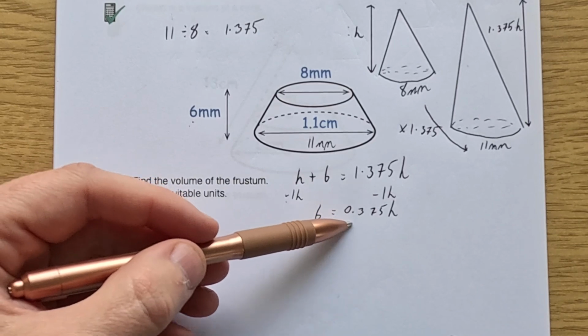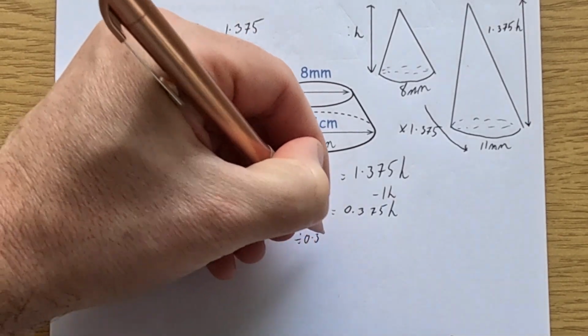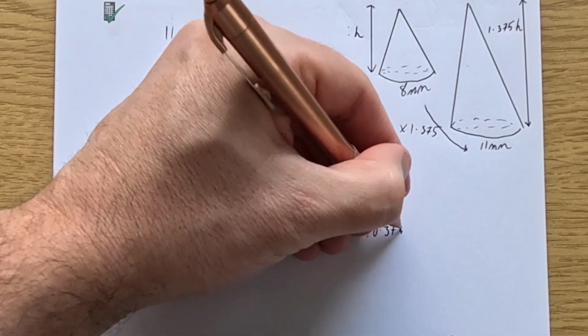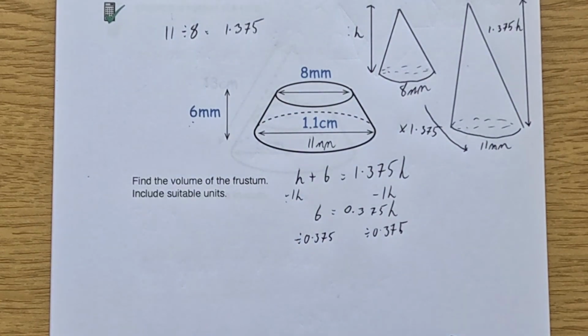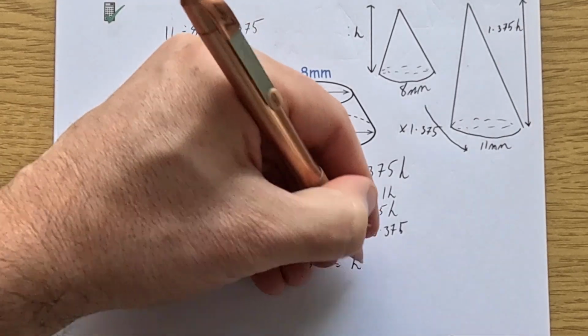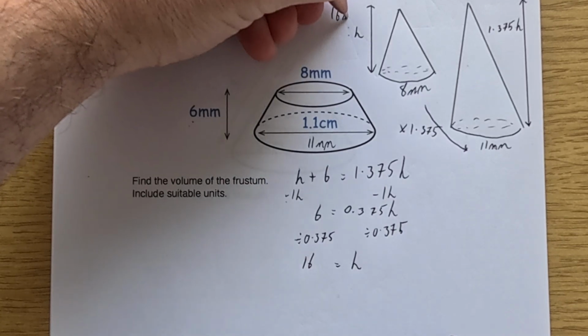So just going down a little bit here. I want to get rid of this multiply by 0.375. So let's divide both sides of the equation by 0.375, and that'll tell us what h is. So 6 divided by 0.375 is equal to 16. So 16 is equal to h. So that means the height of the smaller cone is 16 millimeters.